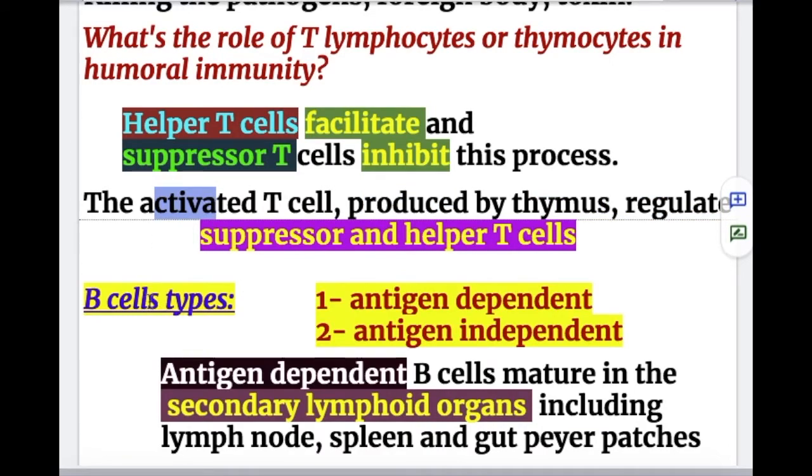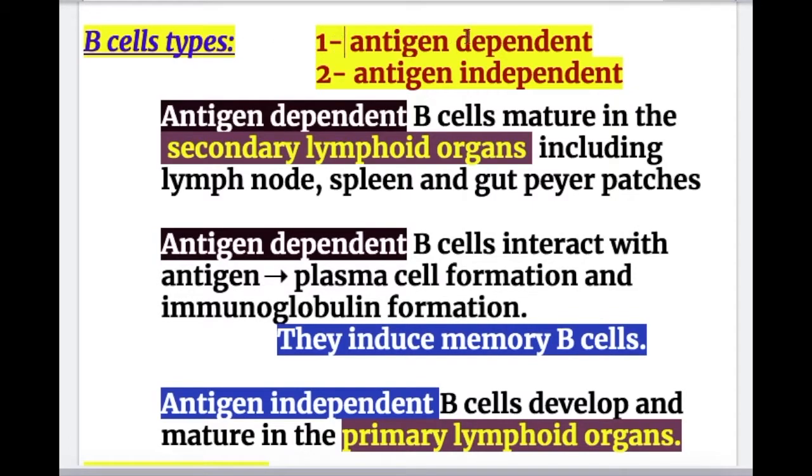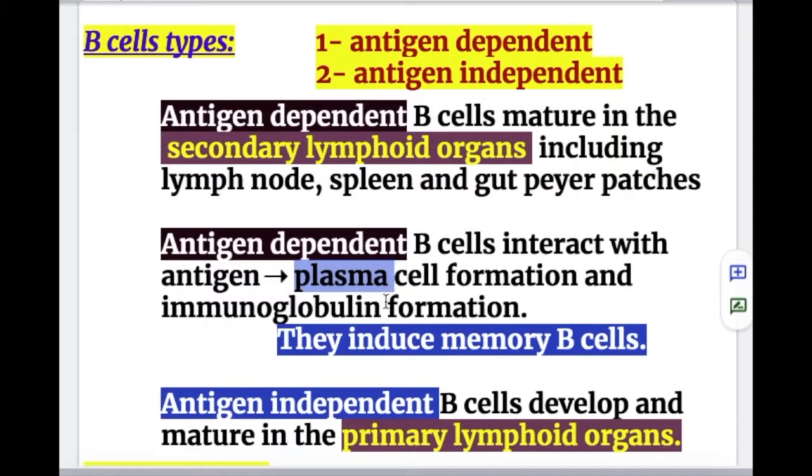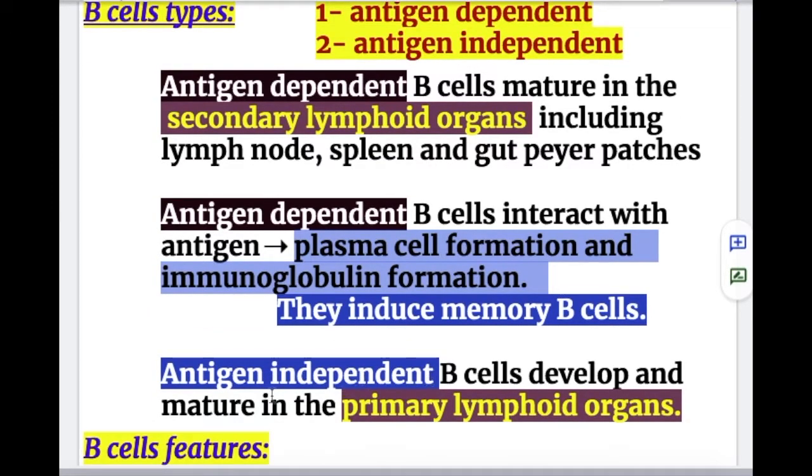Now the types of B cells. The two types of B lymphocytes are number 1, antigen dependent, and number 2, antigen independent. The antigen-dependent B lymphocytes mature in the secondary lymphoid organs, including lymph nodes, spleen and gut Peyer's patches, and they interact with the antigen and convert to plasma cells, and immunoglobulin formation occurs. The antigen-dependent B cell also induces B memory cells, whereas antigen-independent B lymphocytes develop and mature in the primary lymphoid organs. So antigen-dependent B lymphocytes mature in the secondary lymphoid organs, and antigen-independent B lymphocytes mature in the primary lymphoid organs.